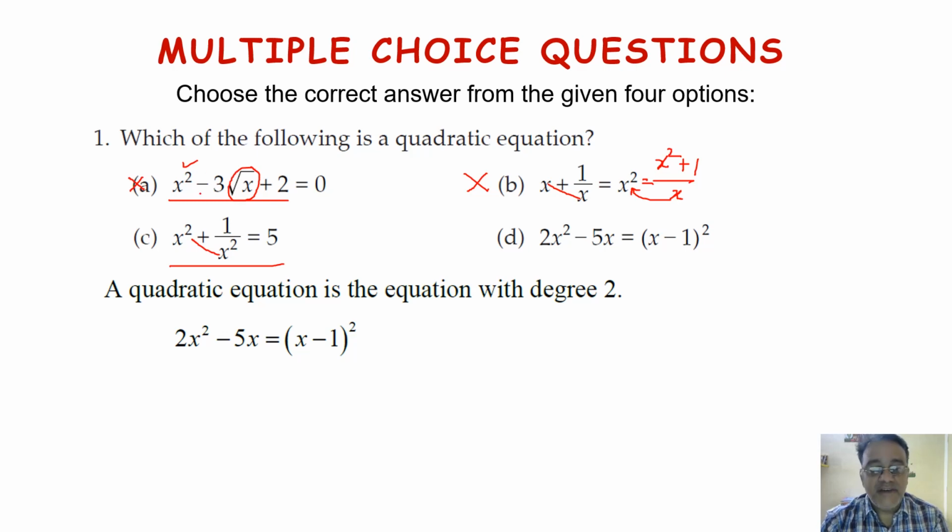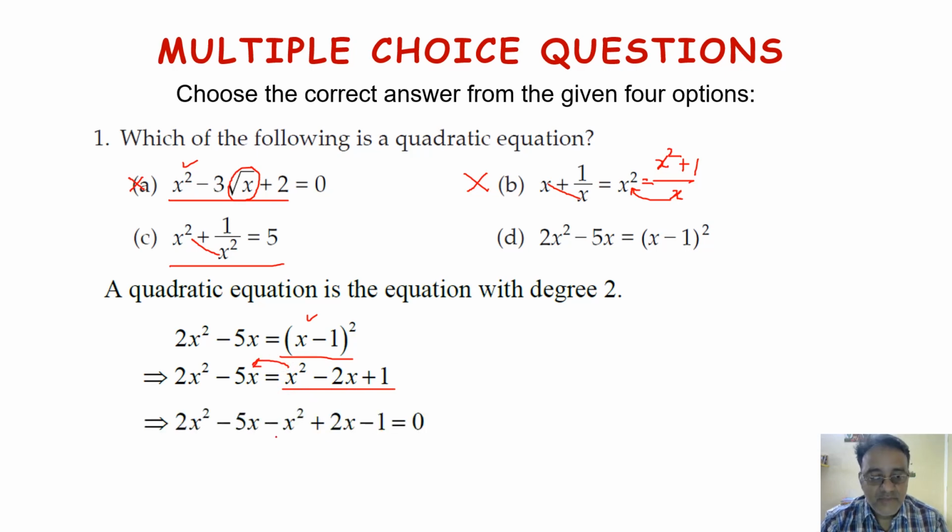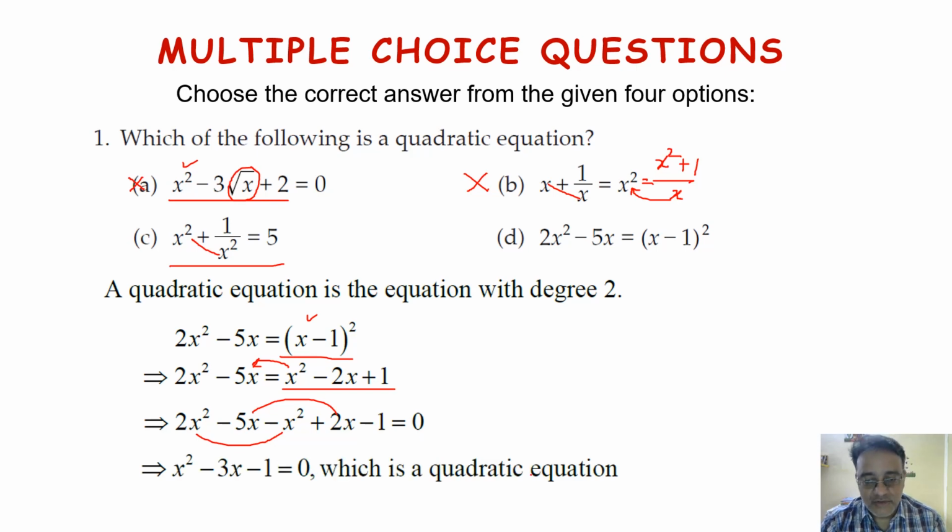2x square minus 5x is equals to x minus 1 whole square. This is x square minus 2x plus 1. Now what we will do, we will shift all to this side. So in shifting, the minus becomes plus, and the plus becomes minus, right? And we are getting x square minus 3x minus 1 is equals to 0, which is a quadratic equation. So the correct option is option D.